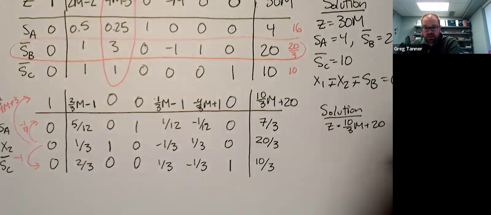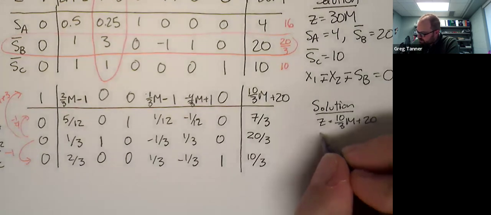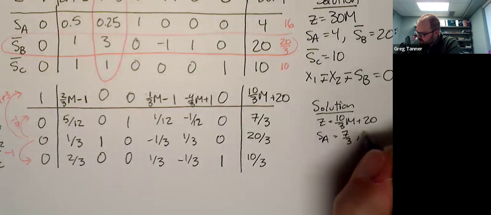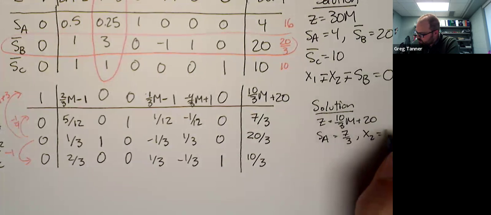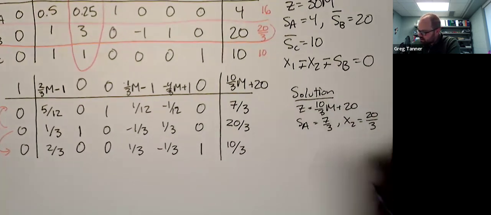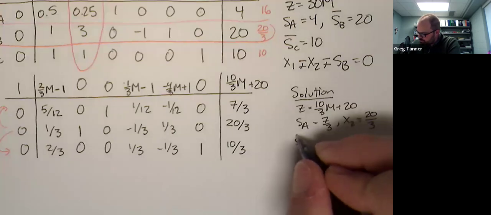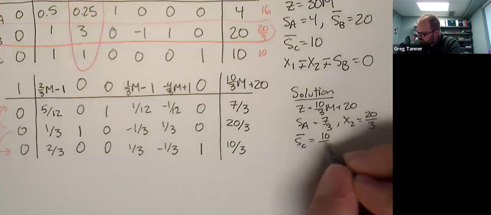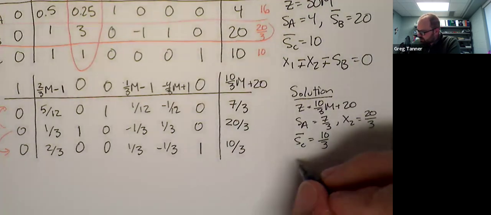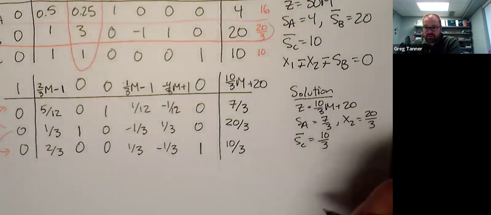So still a big number. SA is going to be equal to 7/3 of slack for that constraint. X2 is now 20/3, means we're making 20/3 of whatever X2 is. And then SC bar is equal to 10/3. We're still violating that constraint, but it turns out actually less than before. And then all of our other variables are non-basic, and so they're set to 0, in that X1 is equal to 0, SB is equal to 0, and SB bar is equal to 0.